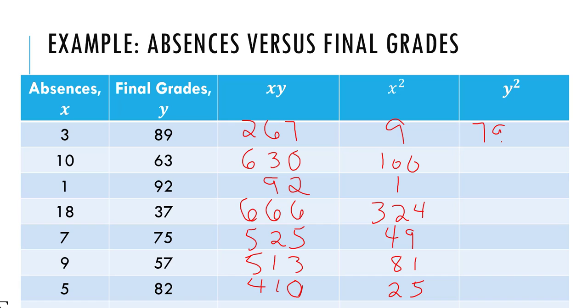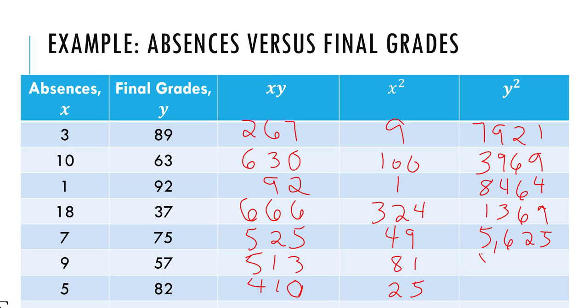Remember to do this with the help of a calculator. Take 63 and square it, that's 3,969. Sorry about that. 92 squared, that's 8,464. Like I said, take each of the y values and square them with the help of a calculator. 5,625, 3,249, and 6,724.